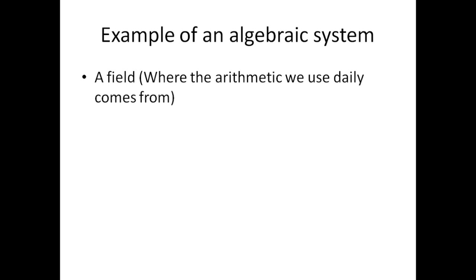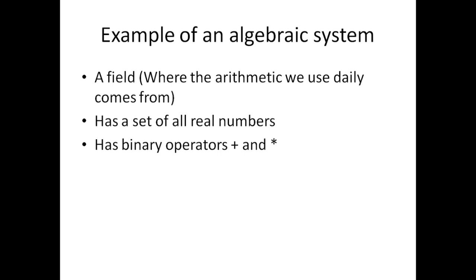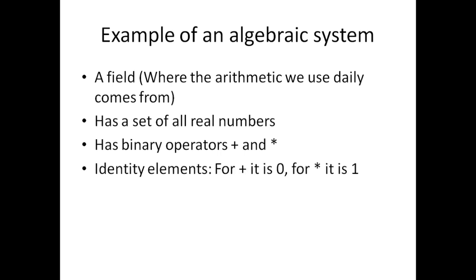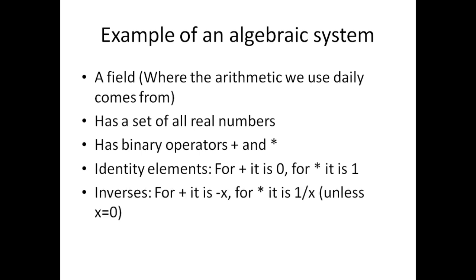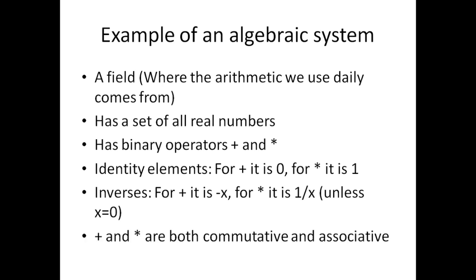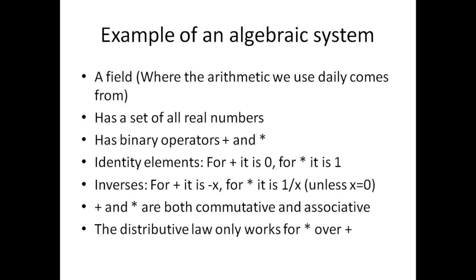Let me show you an example of a system. Let's look at a field, which is our daily arithmetic system. It has all real numbers and binary operators plus and multiply. For plus, the identity element is 0, and for multiply, it's 1. The inverse for plus is the negation of the number, and for multiply, it's 1 over the number. Note that this is how we get subtraction and division. Plus and multiply are both commutative and associative. And the distributive law only works for multiply over plus.